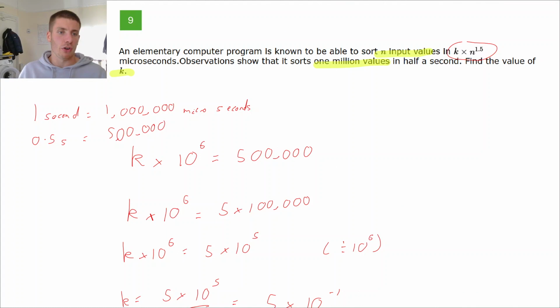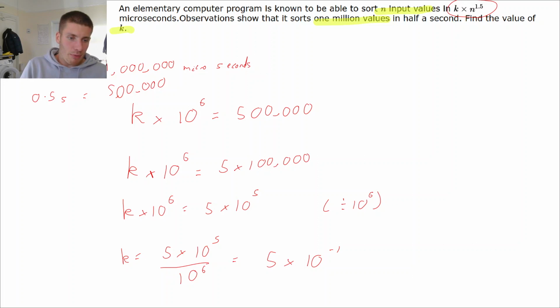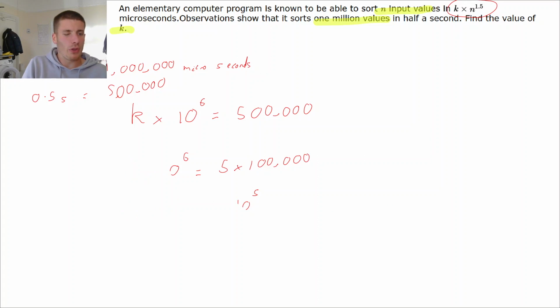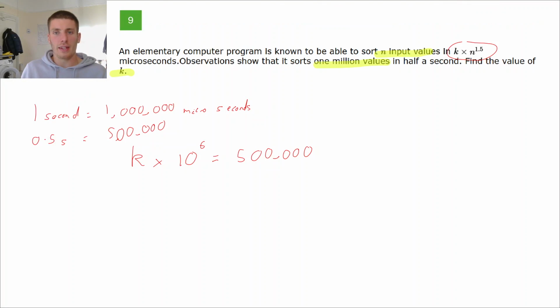Really silly, sorry. I've made a mistake really early on. It's pretty major, isn't it? Because I forgot in the question that the formula has n, which is this, to the power of 1.5.